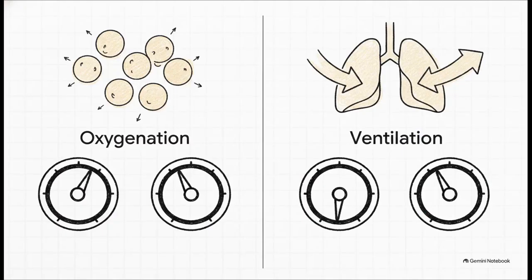All right, with the physics out of the way, let's look at the machine itself. Think of these settings as your 4 core controls. On one hand, you've got your oxygenation team, FiO2, which is your fraction of inspired oxygen, and PEEP, or positive end expiratory pressure. PEEP is just that continuous baseline pressure that keeps the tiny air sacs, the alveoli, popped open at the end of every breath.